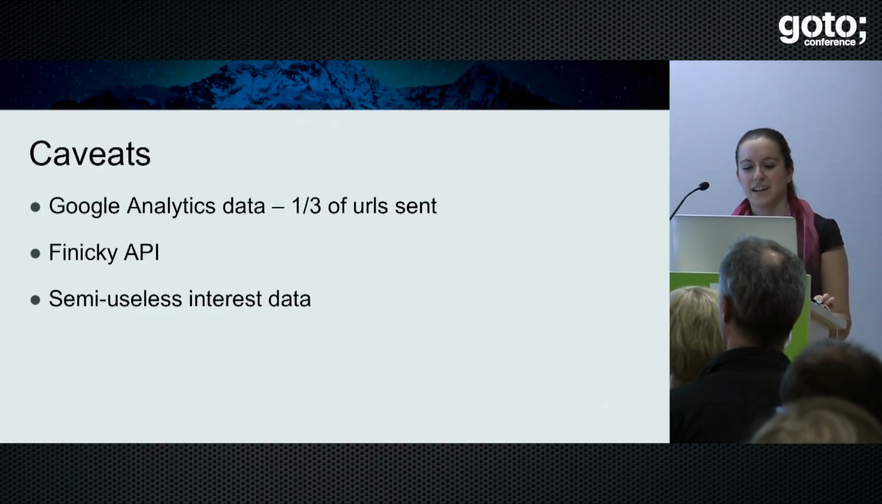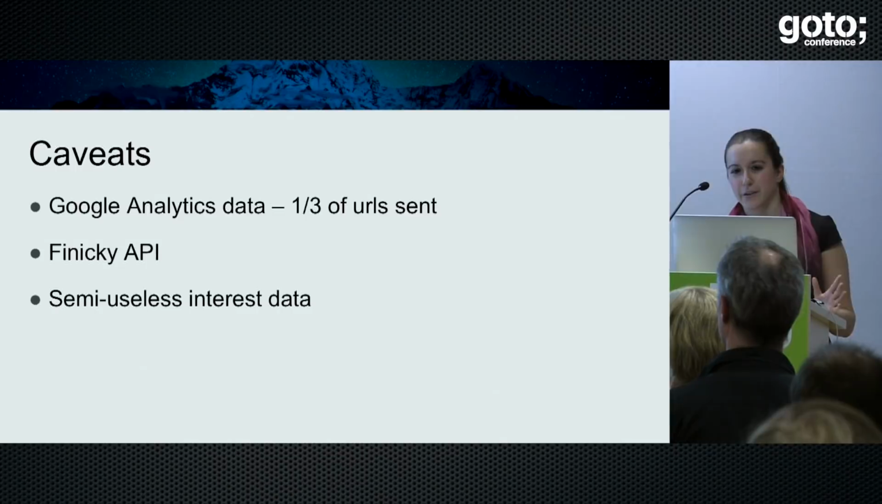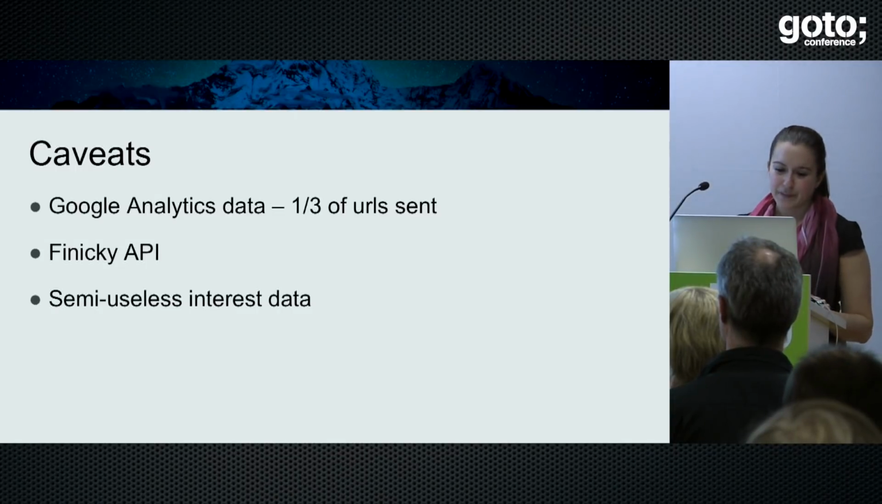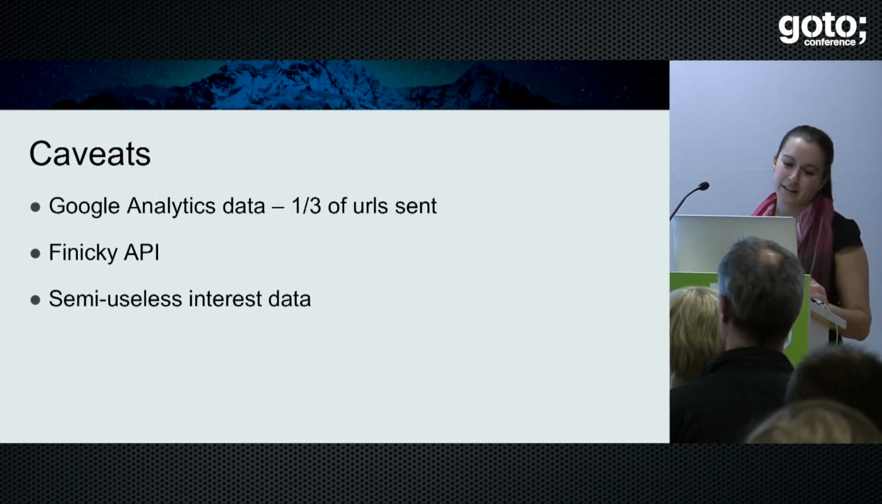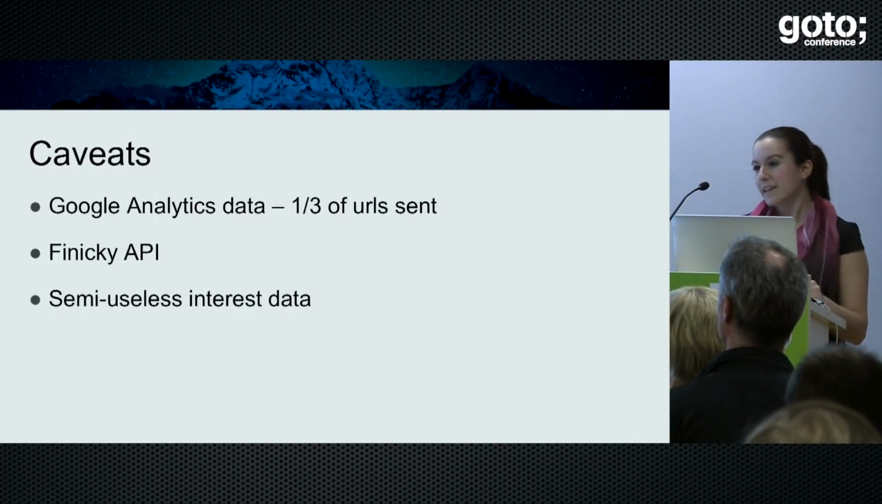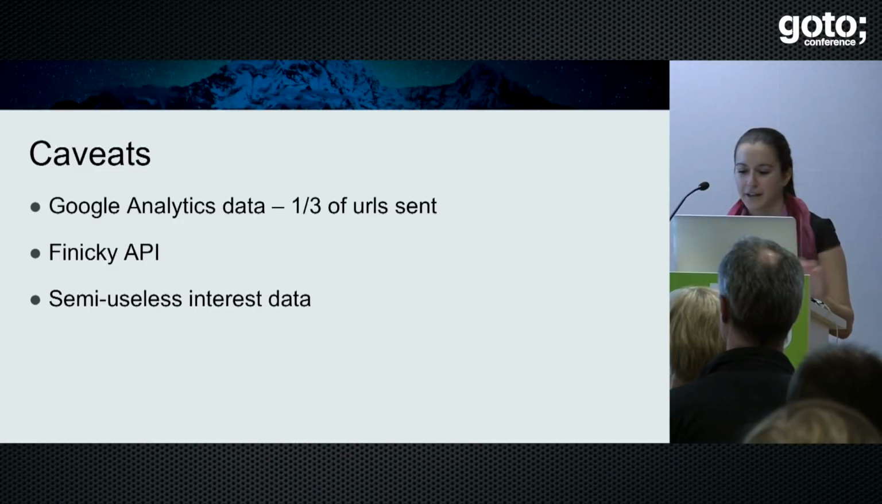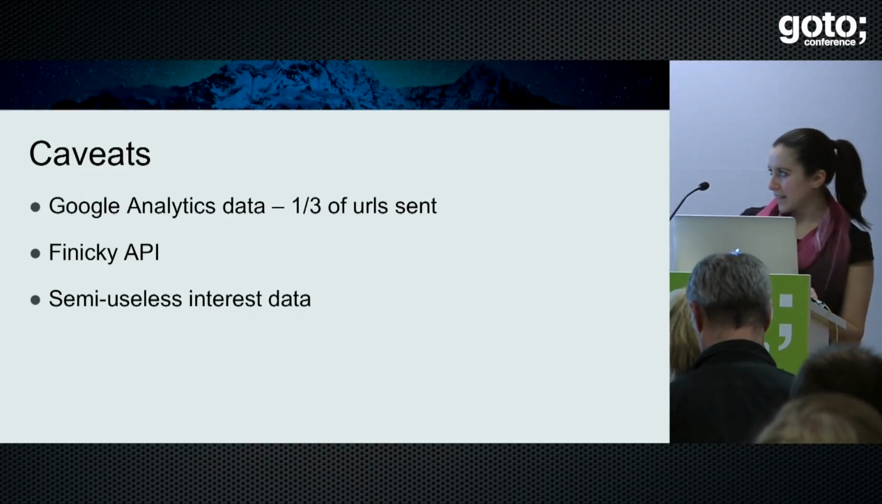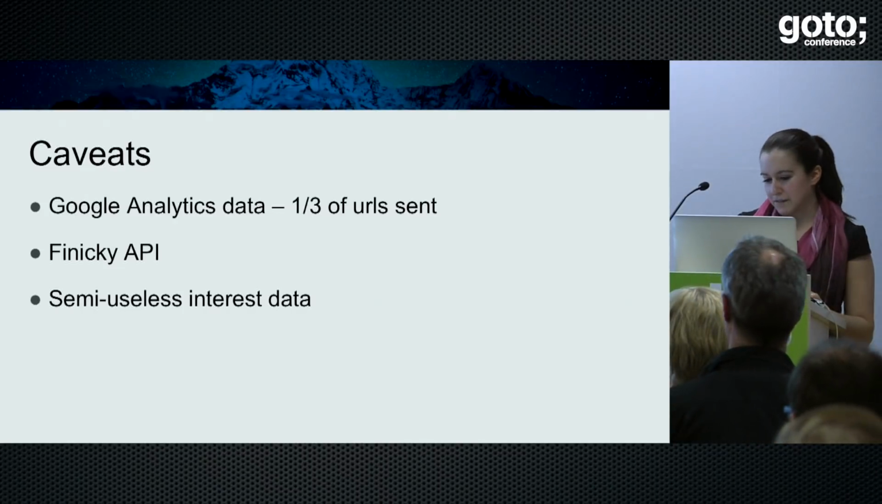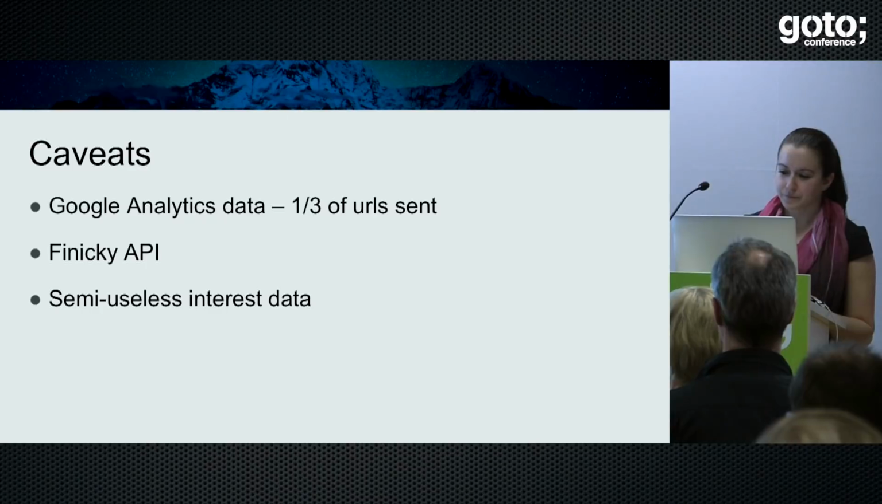So when I would hit the API, I would only really ever get back a third of data for a third of the URLs that I sent. The API would just sometimes not work. And then there's this semi-useless interest data like movie lovers, which, okay, whatever. So going forward, we want to find a much better source of demographic data, or maybe just actually give in and pay for Google Analytics.